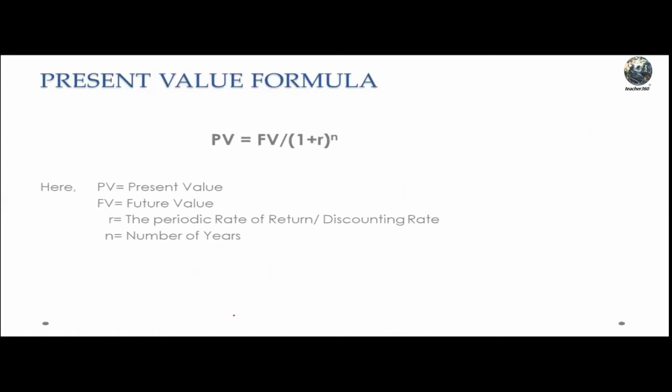Here we can see the present value formula. Present value equals future value divided by (1 plus R) to the power n. Here PV is present value, FV is future value, R is the periodic rate of return or discounting rate, N is the number of years.